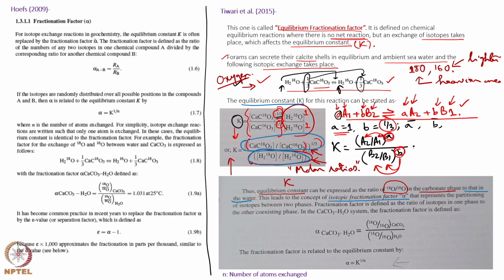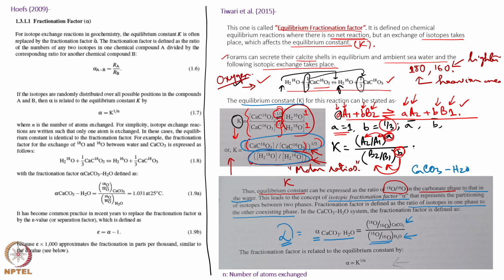Since in this reaction we have CaCO3 and H2O, alpha with subscript CaCO3-H2O can be stated as 18O by 16O found in CaCO3 divided by 18O by 16O found within H2O. In this way, the isotopic fractionation factor alpha is defined. In terms of language, it is a ratio of isotopes in one phase to the other coexisting phase.